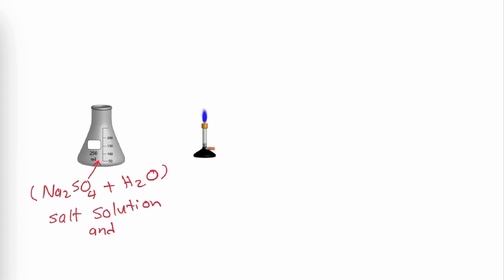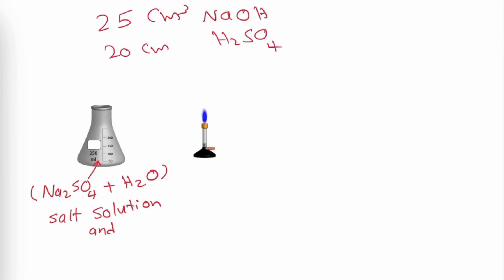How? I already know that in the experiment I used 25 centimeter cube of sodium hydroxide, and from the titration I've got the correct volume for the neutralization by sulfuric acid, say it comes out as 20 centimeter cube. So repeat the experiment without indicator using the same volumes. Simply measure 25 sodium hydroxide, 20 sulfuric acid, and add them together. If I add them together, I will only get the salt solution, sodium sulfate and water.